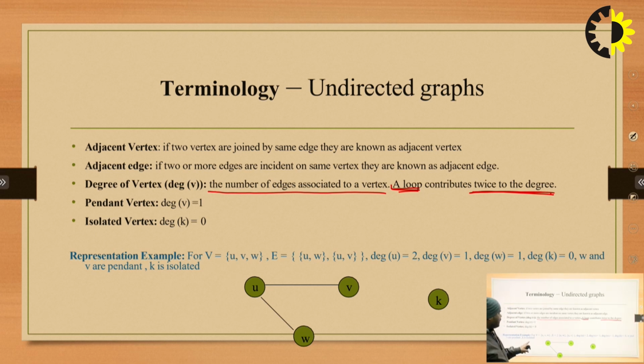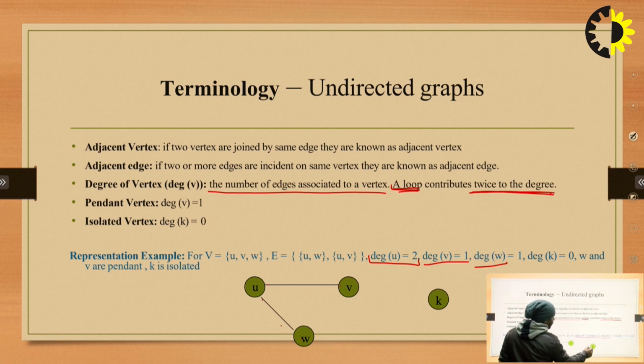Okay, for this there is a graph given here, with vertices U, V, W and edges. So how to find the degree of U? Degree of U is 2. Degree of V is 1. Degree of W is 1. Degree of K is 0 because K is not connected with any edges. So this is the degree of a graph.